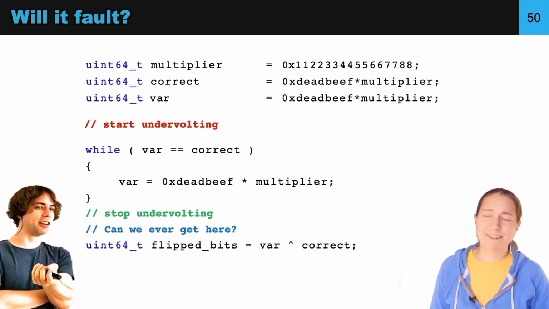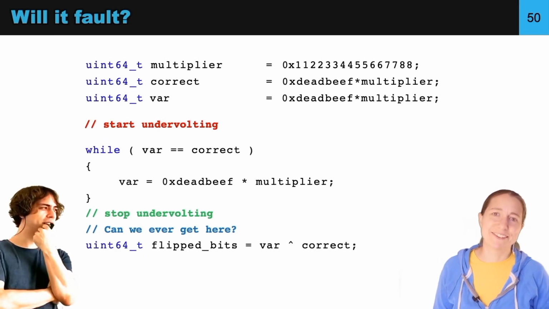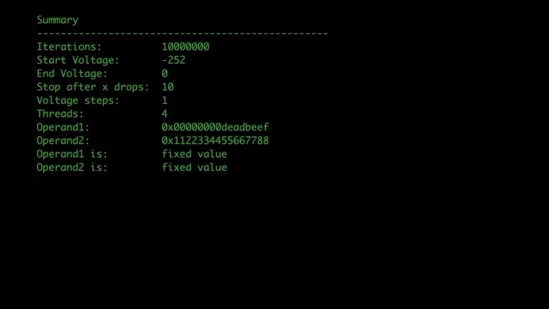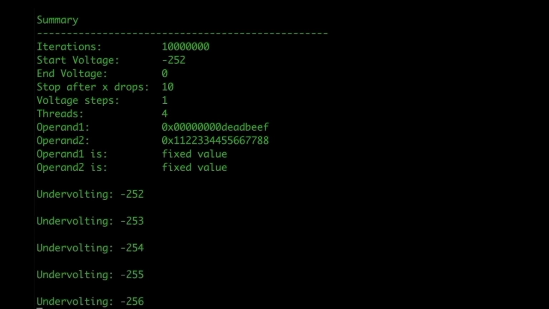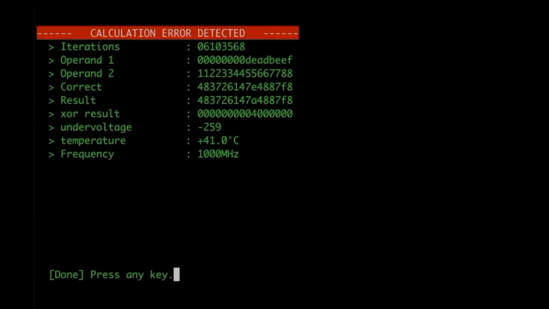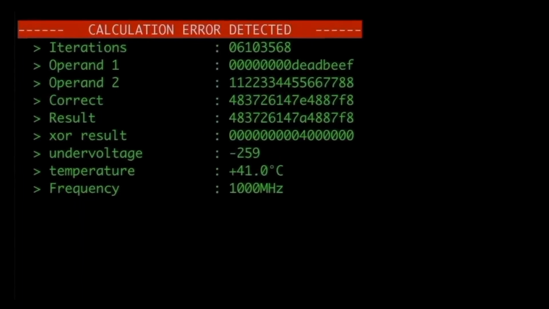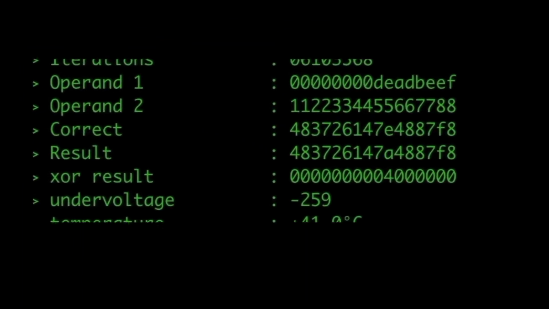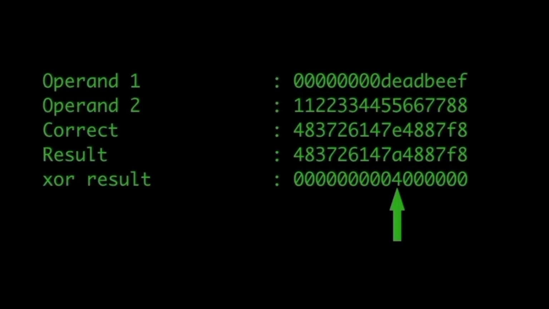Birmingham University. So let's take a look at it in action. Here we go. I'm multiplying dead beef by 1122334455. I'm undervolting, minus 252 millivolts, 3, 4, 5. Oh, come on. Yeah, we got a fault. We got an incorrect multiplication result. And if you look at the XOR, it's a bit flip.